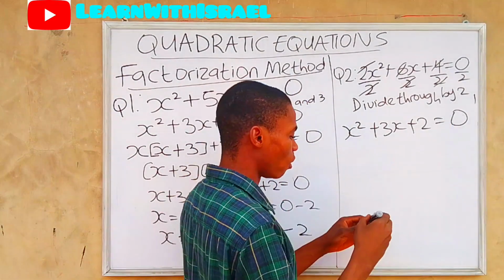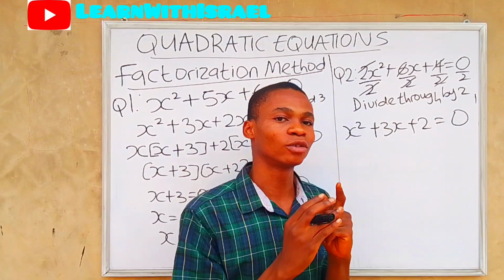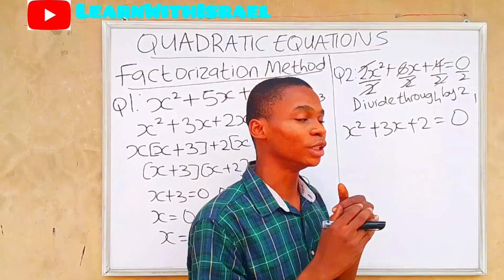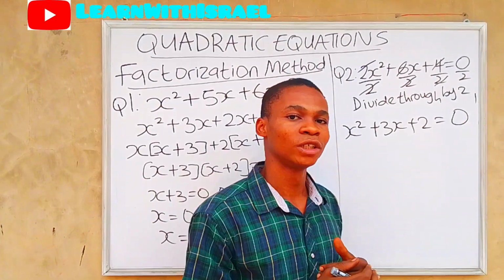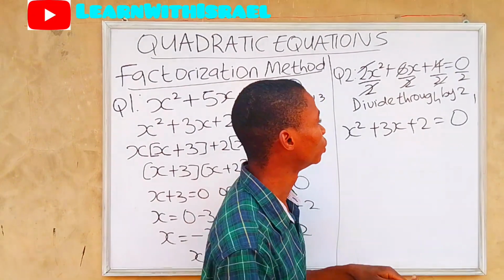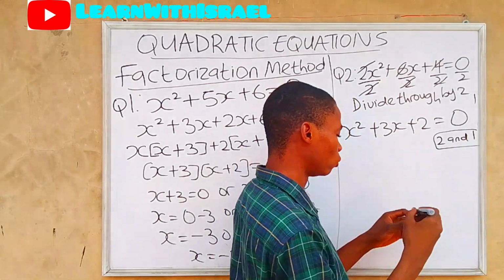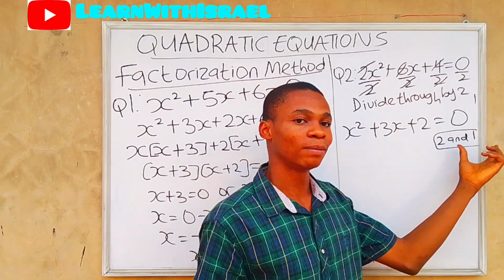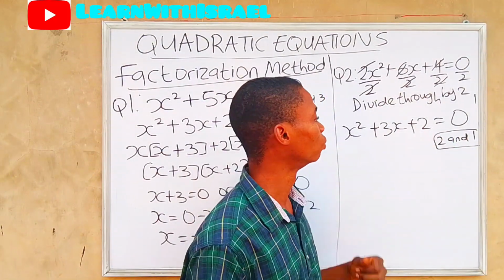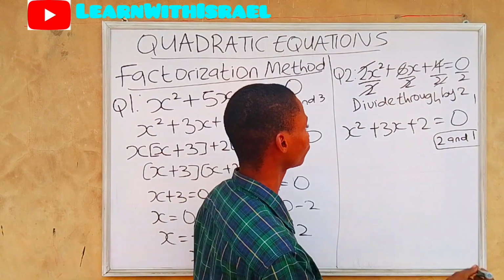So let's solve. What are we going to add together, as we did the other time here? What are we going to sum up that will give us 3, and if we multiply, we are going to get 2? The values are 2 and 1. If you add 2 plus 1 it will give us 3, and if you multiply 2 by 1, it will give us 2. So you can see that we can continue.